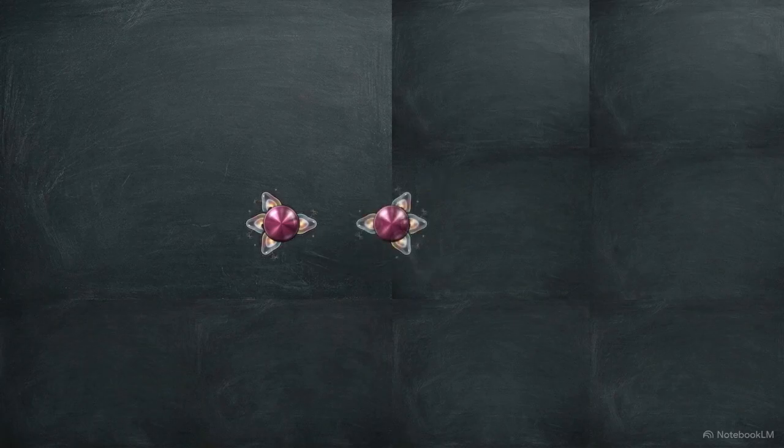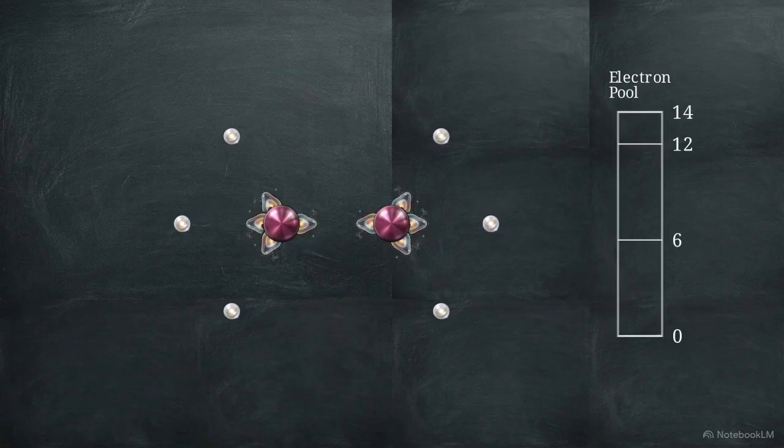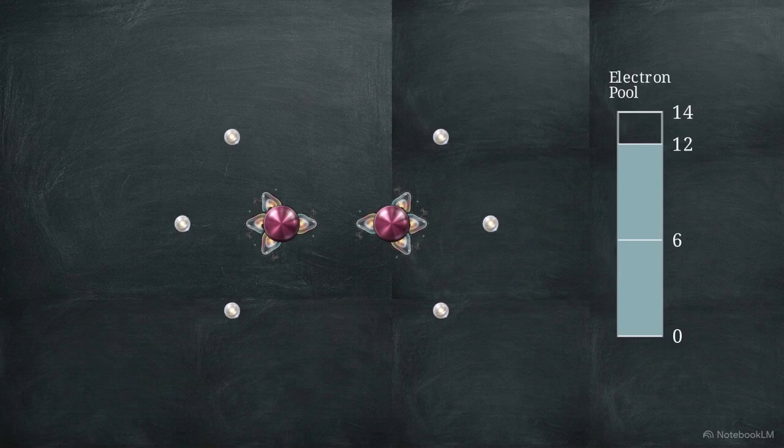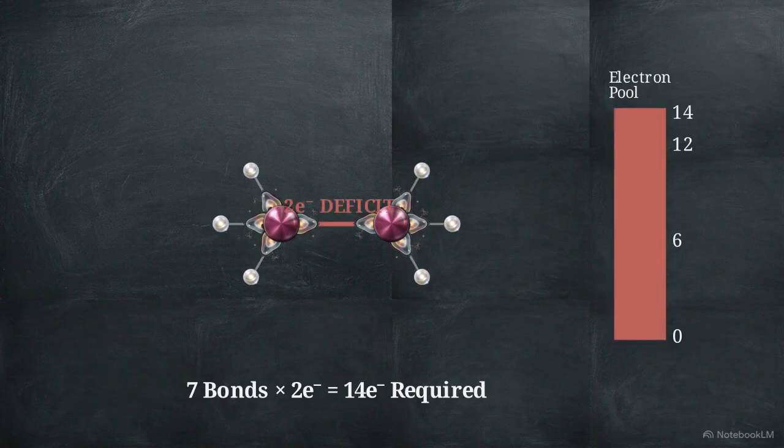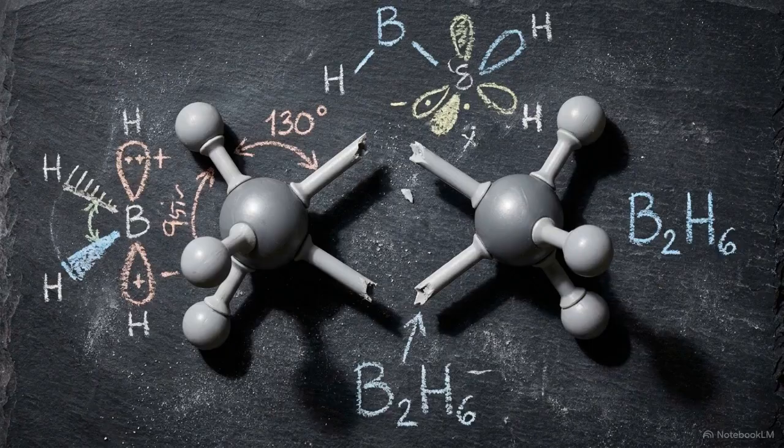If we bring in the components of a diboron molecule, 2 borons and 6 hydrogens, the math becomes problematic. 2 boron atoms provide 6 valence electrons, and 6 hydrogens provide 6 more. That is a total of 12 available electrons. To build a structure similar to ethane, the atoms would need to form 7 separate bonds. 7 bonds require 14 electrons, meaning this configuration is 2 electrons short of what the standard model requires. Under classical rules, diborane should not be able to hold its shape.